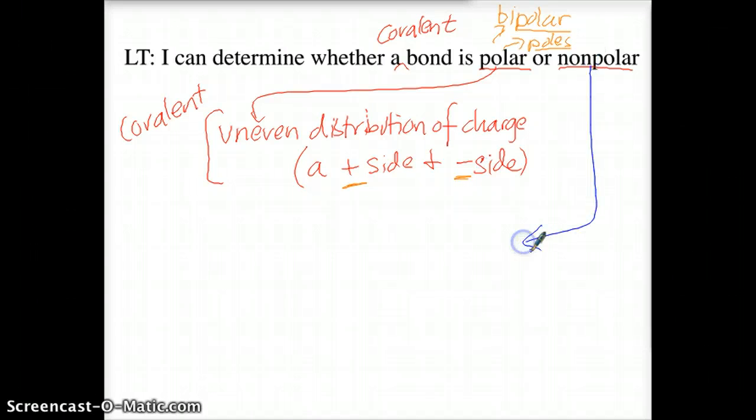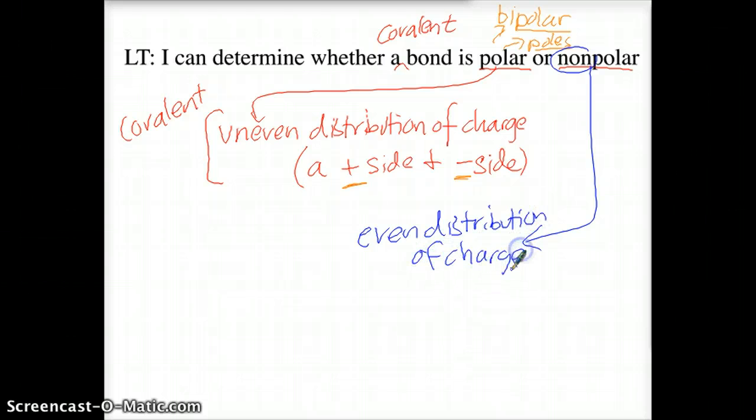A nonpolar molecule, all we've done here is put the prefix non, which means not. So it's not polar. It has an even distribution of charge. So another way of saying that is that there are no positive and negative sides. The whole molecule is entirely neutral.